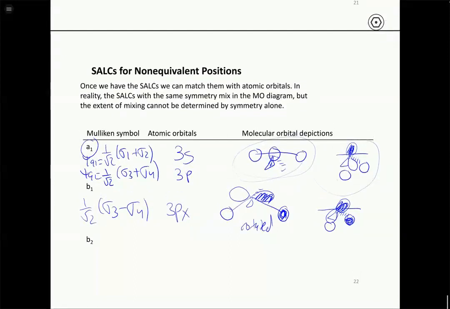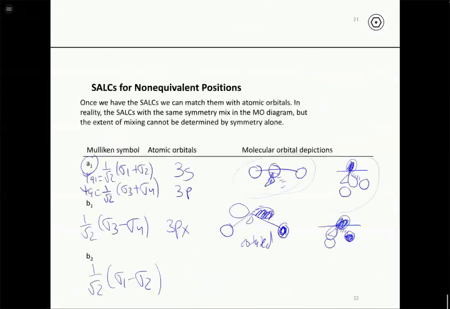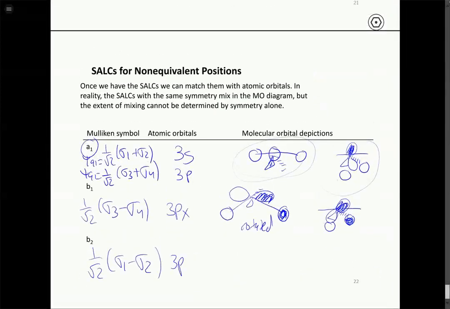And then finally for the B2, we saw that was out-of-phase sigma 1 minus sigma 2. In the C2v character table, B2 transforms as Y, so that's going to match with the 3py orbital. And if we draw this, and again the normal orientation here works just fine, this is an out-of-phase combination of those two sigma SALCs, and that's a perfect symmetry match with the 3py orbital. Alright, so that's what the orbitals look like.